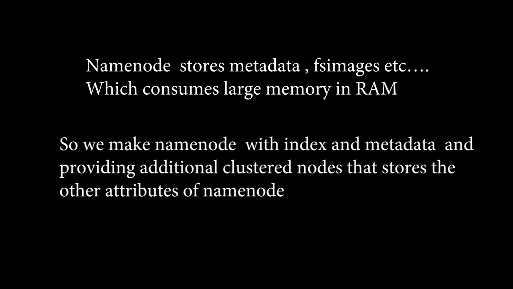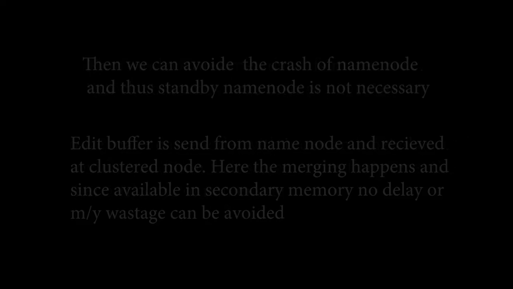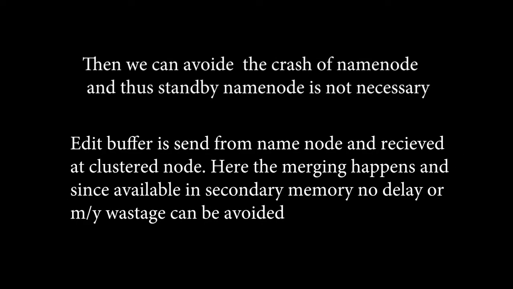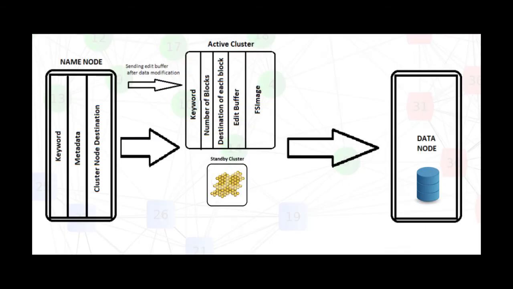So in order to implement this, we have added a secondary storage between the primary memory and the data nodes. So the attributes of the name node contain a unique keyword, the metadata of the file, and the destination of the secondary storage. In our secondary storage, the node contains the unique keyword, the number of the blocks the files are divided into, the destination of these blocks, the FS image, and an edit buffer.